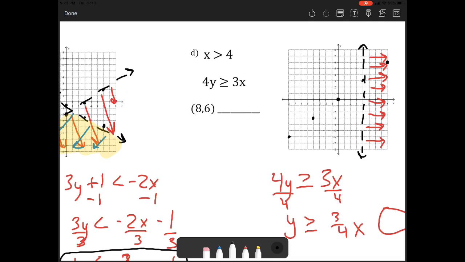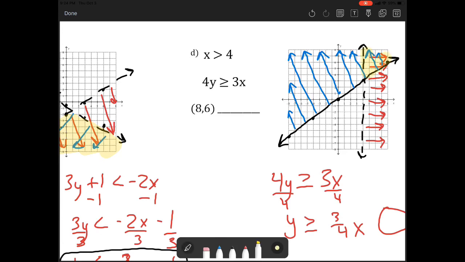Okay, so this one isn't equal to though. So that means we're going to have a solid, lovely line. And it's greater than. So that's going to be different than what most of y'all have seen. So we're going to go blue up all the way across. And our only place that crosses is right here in the corner. So our question is (8, 6).